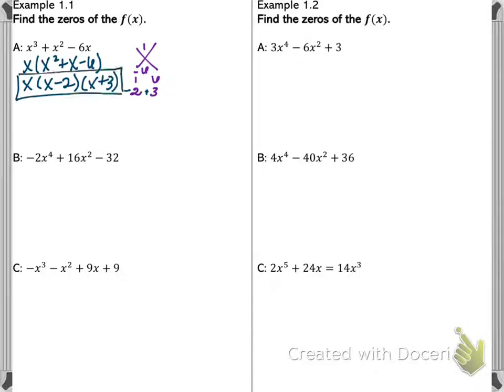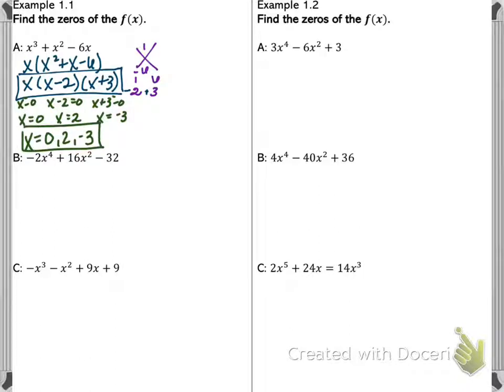Typically, this is where we would stop, but because we're asked to find the solutions or find the zeros, remember it all means the same thing, we are going to set each piece equal to 0, even that front piece. So it's going to say x equals 0, x minus 2 equals 0, and x plus 3 equals 0. The first one, there's not really anything to do, so we can just carry down x equals 0. The second one, add 2 on both sides, and the third, we would subtract 3. So our final answer would say x equals 0, 2, and negative 3.